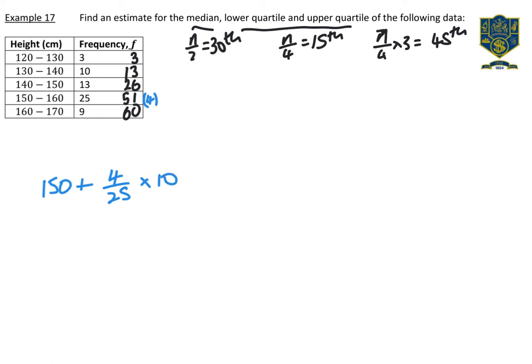Or we've got a width of 10. We've got 25 different pieces in there. So we divide the 10 centimeters by 25, and we multiply by 4. So we're doing 10 divided by 25 times 4. It's the same thing. And if we add that on to 150, we get the median to be 151.6 centimeters.